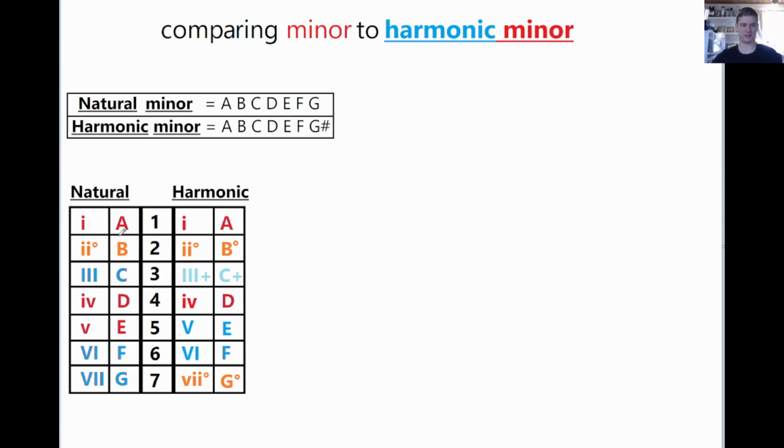When we look at it, we see that some chords are the same, some chords are different, so let's go over it. The 1 is minor in both the natural minor and the harmonic minor. The 2 is diminished in both as well, so nothing changes. The 3 is a major in natural minor, but it is an augmented 3 in harmonic minor. The 4 is a minor chord in both. The 5 is a minor chord in the natural minor, but it is a major 5 in the harmonic minor. The 6 is major in both, while the 7th is a major in the natural minor and it becomes a diminished in the harmonic minor.